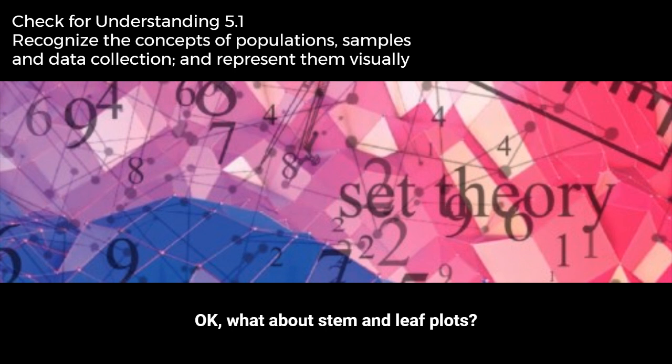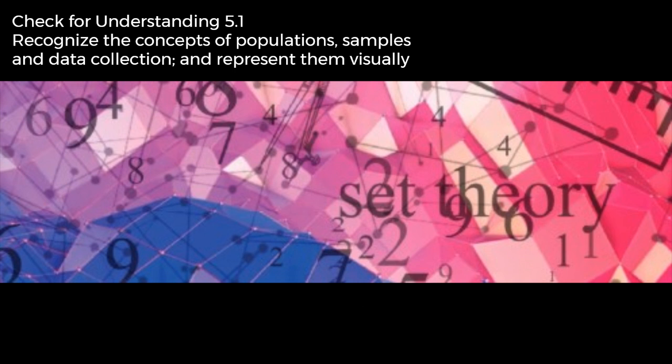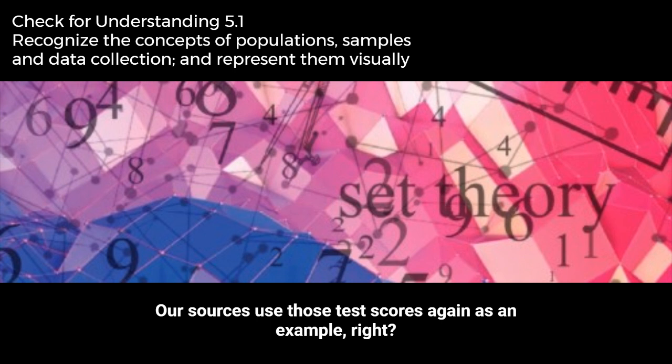Okay, what about stem and leaf plots? That sounds pretty complicated. It's actually a really neat way to organize and display data, especially smaller sets of data. So each data point is split into two parts, a stem and a leaf. Usually the stem is the first digit or digits of the number, and the leaf is the last digit. Our sources use those test scores again as an example.